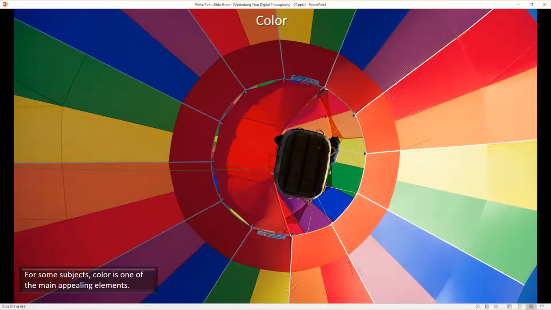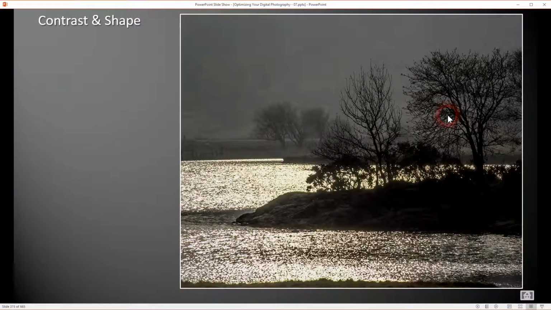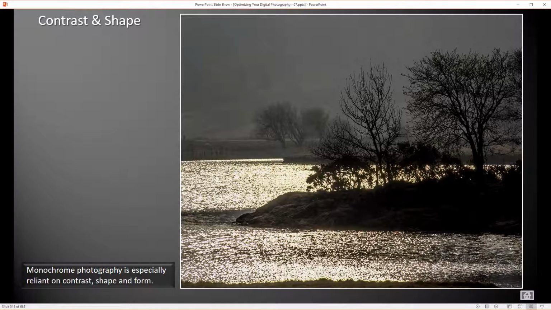Colour. For some subjects, colour is one of the main appealing elements of the whole image. Without colour, if it was black and white, this probably wouldn't have the appeal that it's got here. Conversely, contrast and shape. Monochrome is all about the reliance on contrast, shape and form.